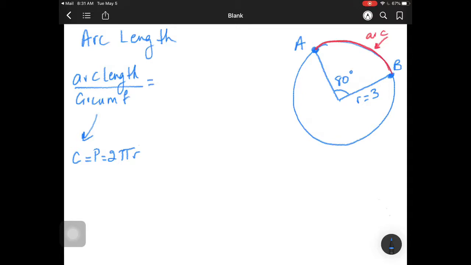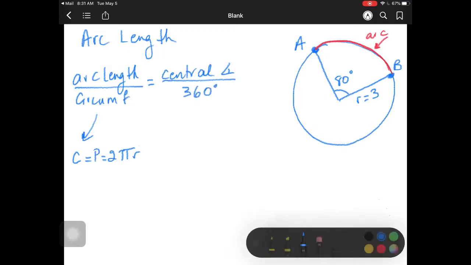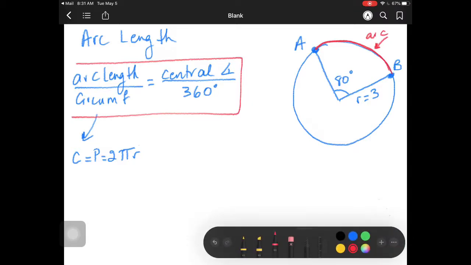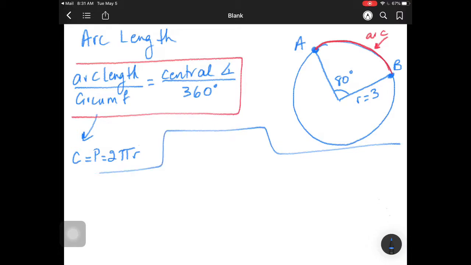This equals the central angle divided by 360 degrees. This is important for you to memorize. It's very important. If you check in your book, there's an example in your book, page 466, and it asks if the radius is 3 and the central angle is 120, what is the chord length?